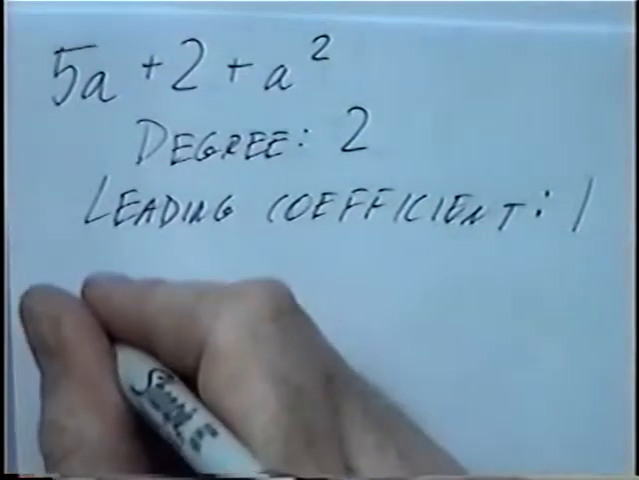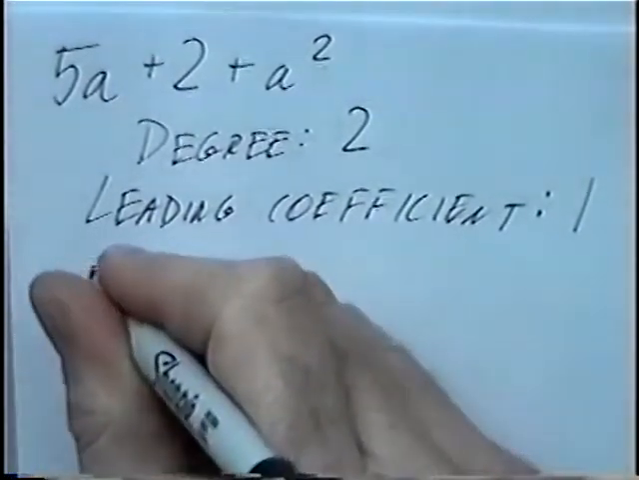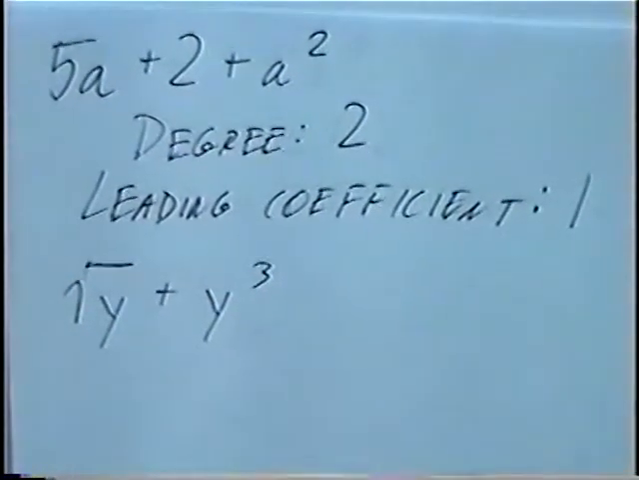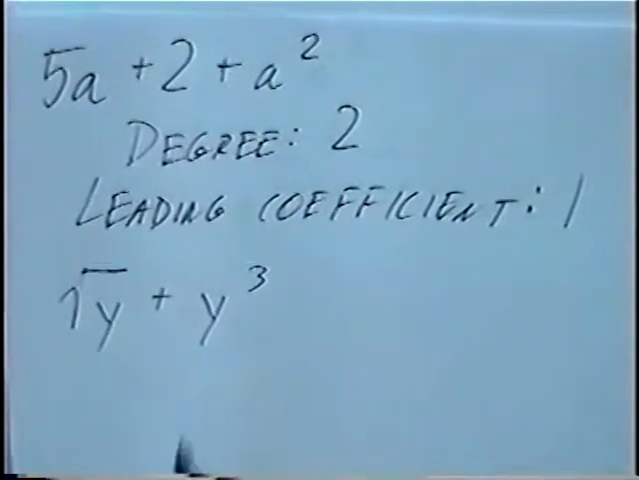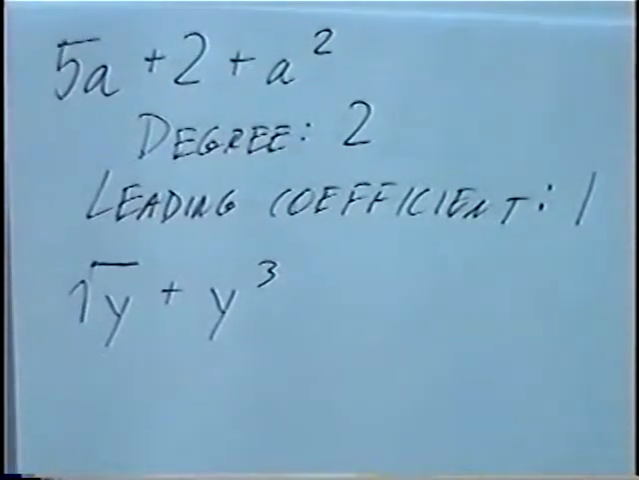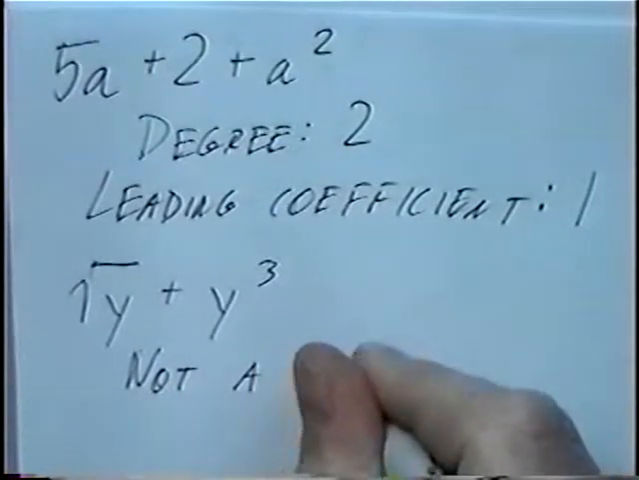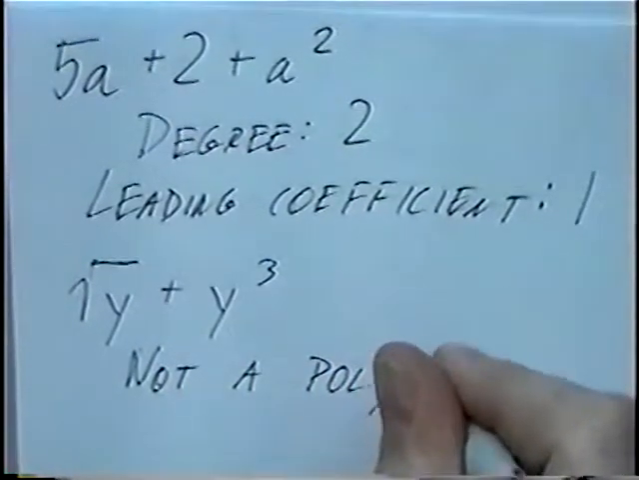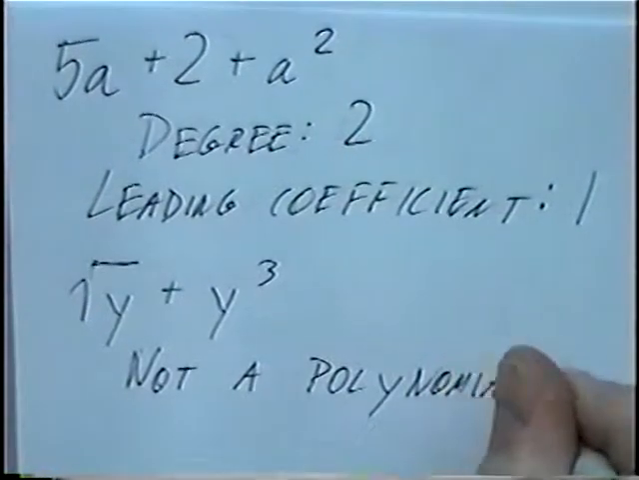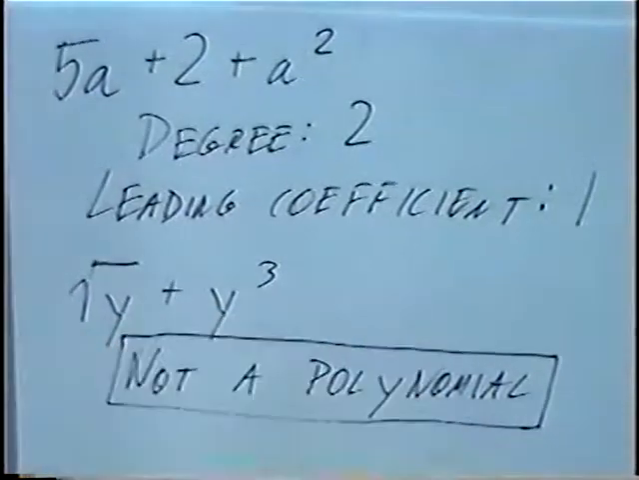Next problem, square root of y plus y cubed. In this problem, the highest exponent would be 3, but looking at the other term, we have square root of y, or square root of a variable. And looking back at the definitions, if you have a square root of a variable, this would not be a polynomial. If you have a square root of a variable, or again, if you divide by a variable, it's not a polynomial, so there's no degree and no leading coefficient.